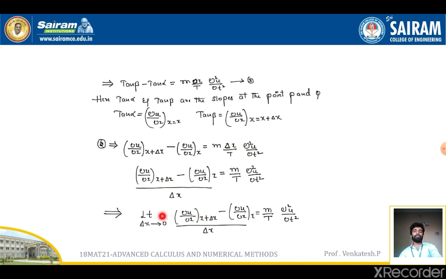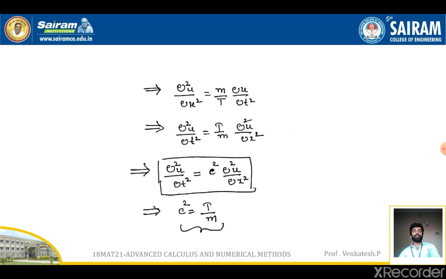So this is the formula for ∂²u/∂x² from the basic definition of differential calculus. So I got the equation now: ∂²u/∂x² is equal to m by T ∂²u/∂t², or ∂²u/∂t² is equal to T by m ∂²u/∂x². I am replacing this T by m as some constant, that is c². So ∂²u/∂t² is equal to c² into ∂²u/∂x², which is the required one-dimensional wave equation.